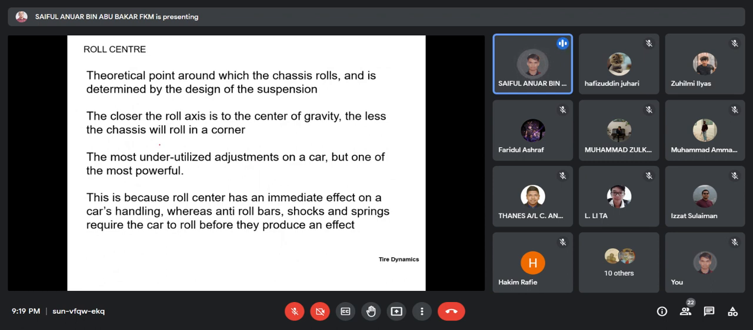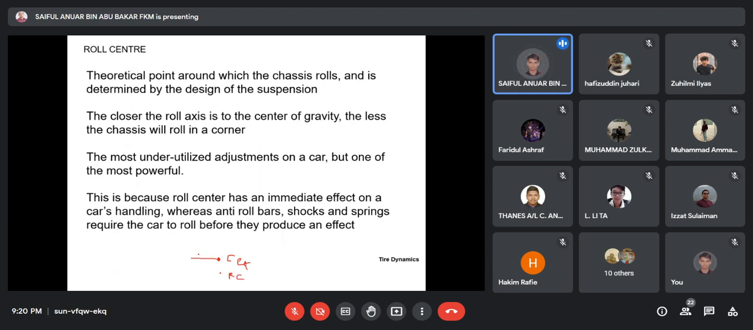And then the idea of having this suspension compliance is that they want to create a roll center or roll axis closer to the center of gravity. So basically, when there is a centrifugal force, this centrifugal force is going to act on the CG. Okay, so let's say that this is your CG, and this is your roll center.